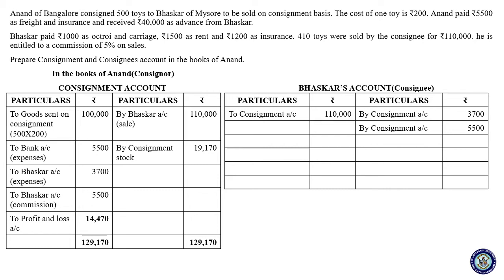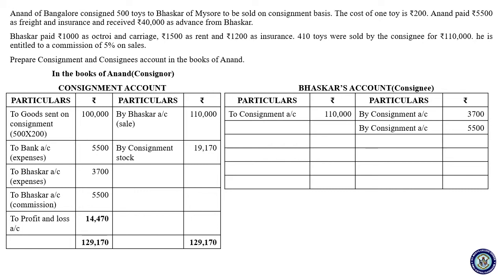Okay, so in Bhaskar's account, on the debit side you will get only one entry, that is sale, and on the credit side, expenses and the commission from the consignment account. The other two entries: if the bill is drawn, then you write by bills receivable. If there is any advance payment, then you write by bank, and you know what the journal entry is, right? That is bank account debit to consignee's account.